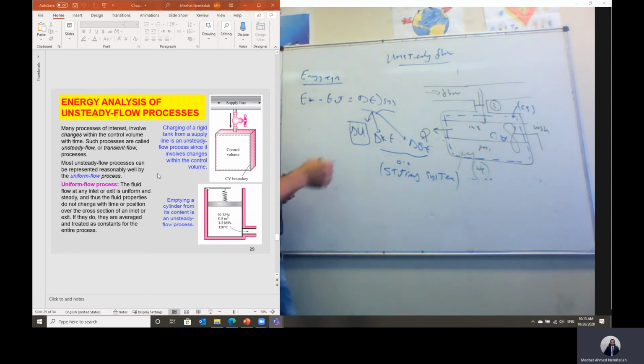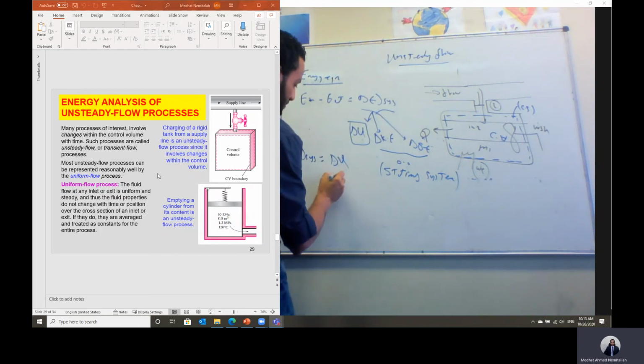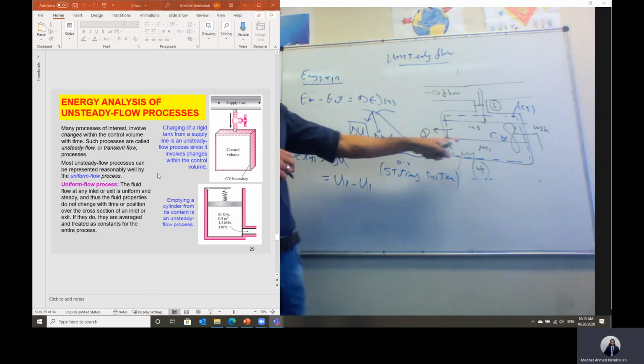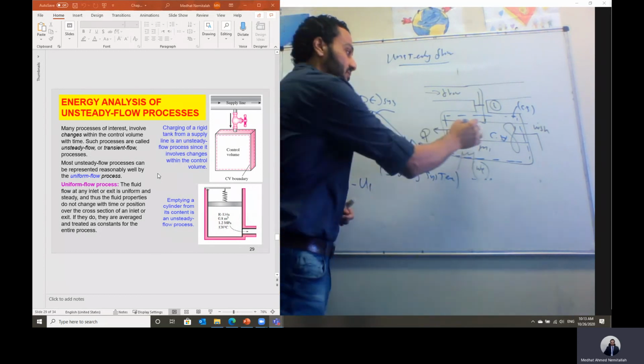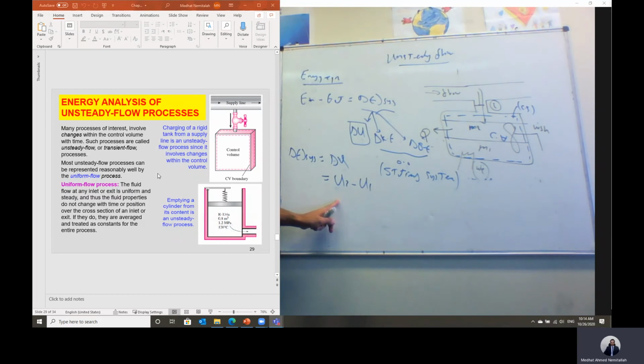That means the change of energy of the system will equal delta U, which is U2, the total final internal energy, minus the total initial internal energy. But actually the final mass, M2, is not the same as M1, okay? So we cannot say here mass as a common factor multiplied by specific internal energy U2 minus U1, no.